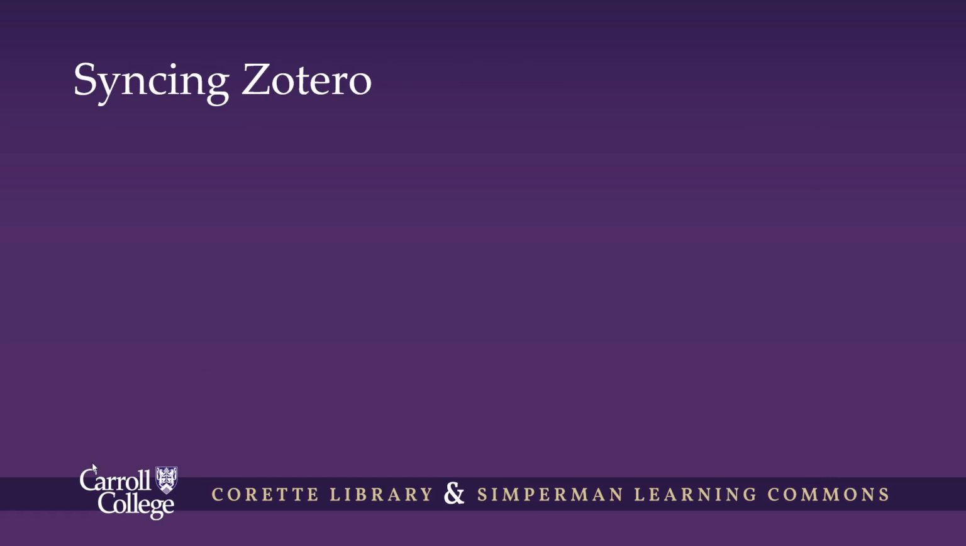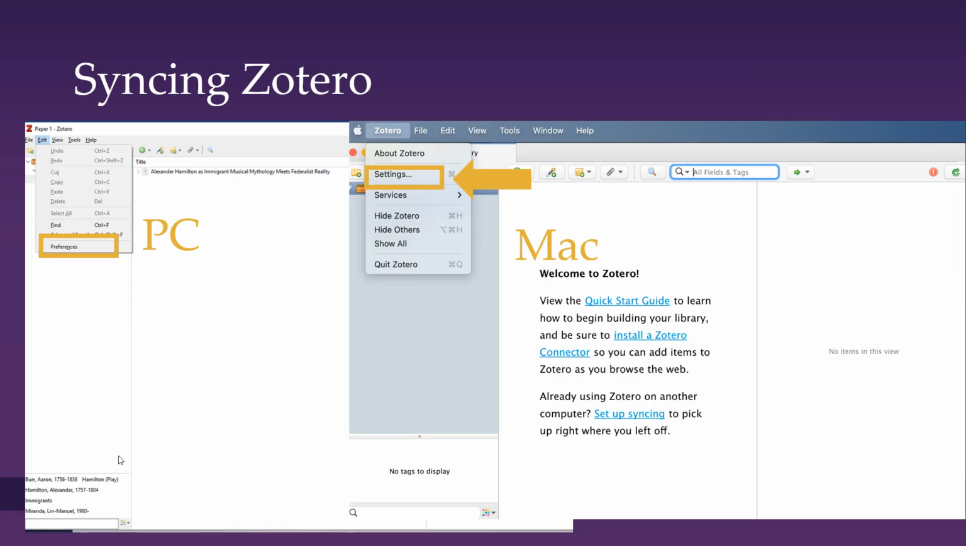You may have noticed while adding sources to your Zotero library that everything is stored locally on your computer. Zotero has a free option for backing up everything in your library to the cloud and syncing it across multiple devices, which will protect you from losing your work if your hard drive crashes. You will need to add your account login information to the Zotero application.